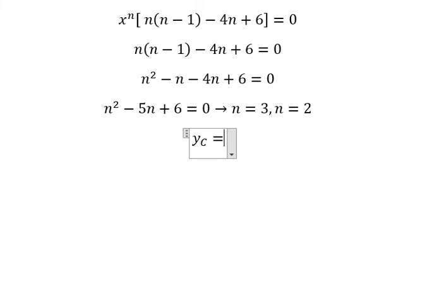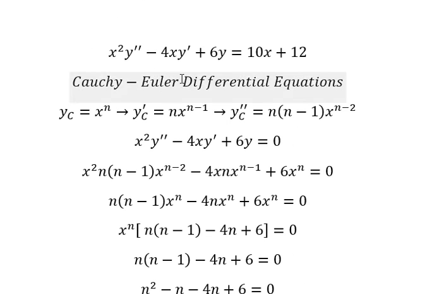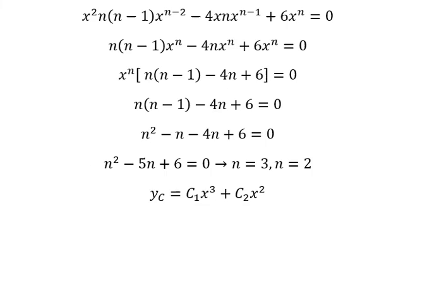equals c1, that is the constant number 1, and we have s to the power of n. Now we put 3 here, and we have s to the power of 3. Now we have c2, that is the constant number 2, s to the power of 2. Now we go back in here.